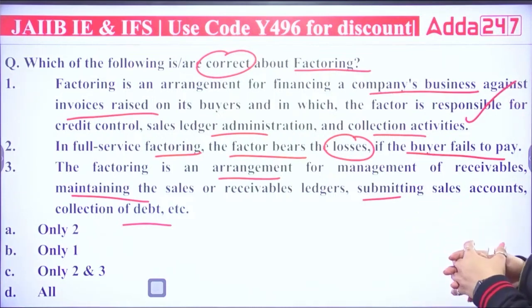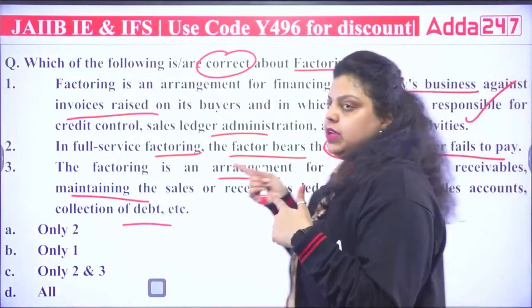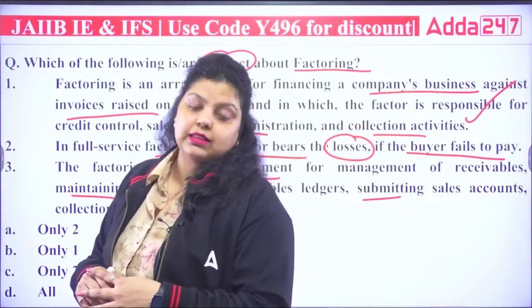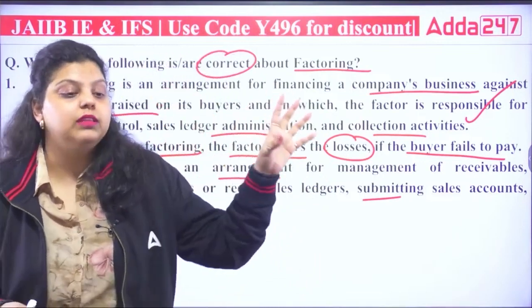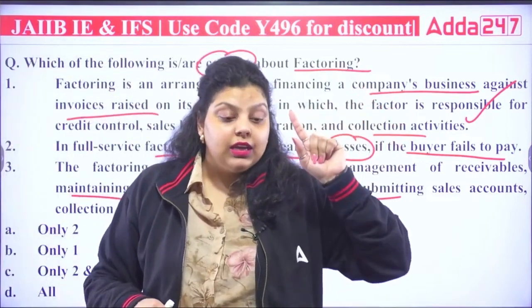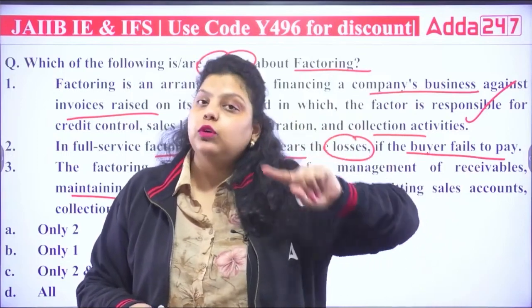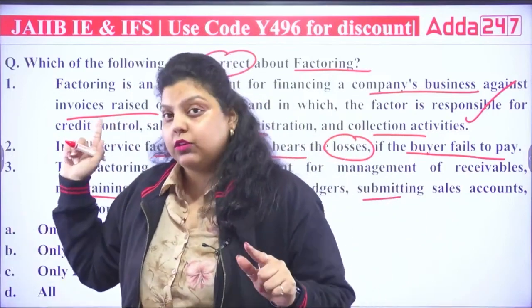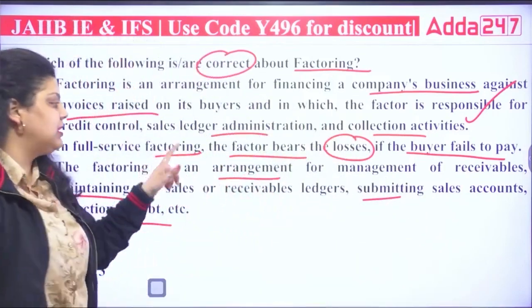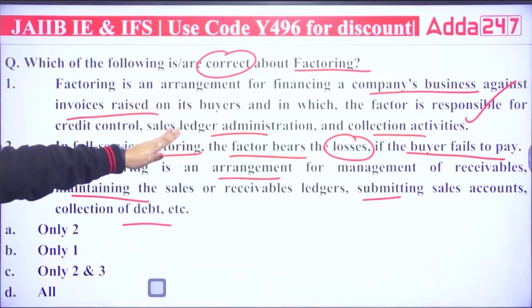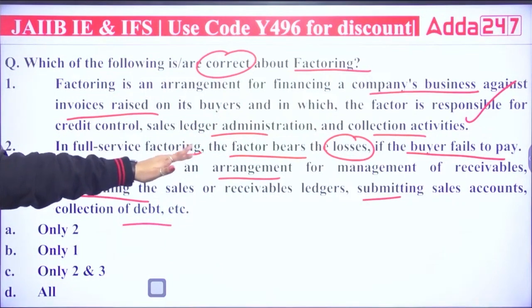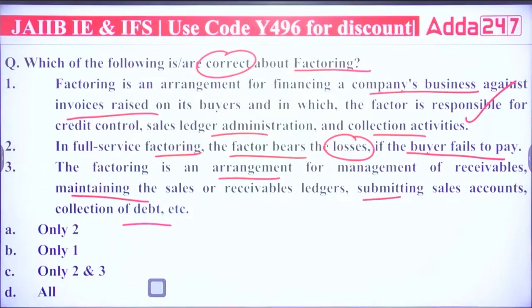Second is saying in full service factoring, the factor bears the losses if the buyer fails to pay. Let's say on the due date, when the bank went to the buyer and asked for payment, the buyer refuses to pay and defaults. In that situation, if you have full service factoring, which is a type of factoring, then the factor bears the loss. It means the bank bears the loss if the buyer is not going to pay. Clear? So this is also true.